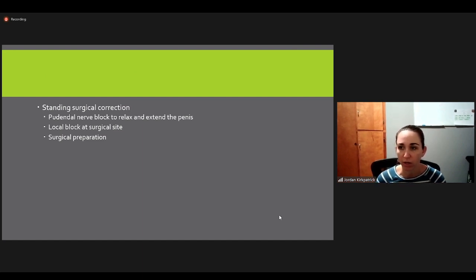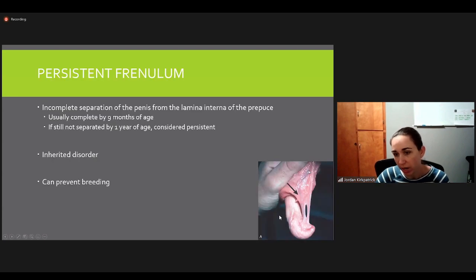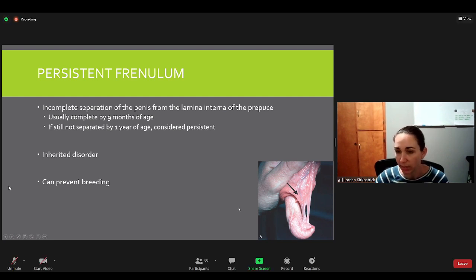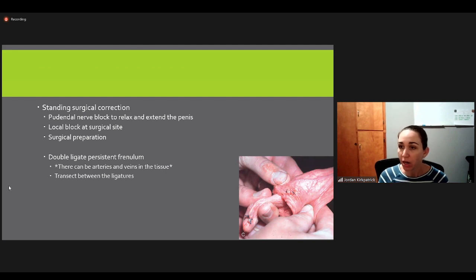So clean it with the chlorhex or betadine solution, not scrub, because that will burn less, and then wipe it off with saline instead of alcohol. And basically all you have to do is double ligate where the persistent frenulum is and then transect between the ligatures. The reason we ligate, and I'll actually go back to this slide, this arrow is pointing to these vessels that are coming down into the tissue. So you want to make sure you ligate it so that they don't bleed. So double ligate and then transect between the 2 ligatures, and then it's separated out in the condition.